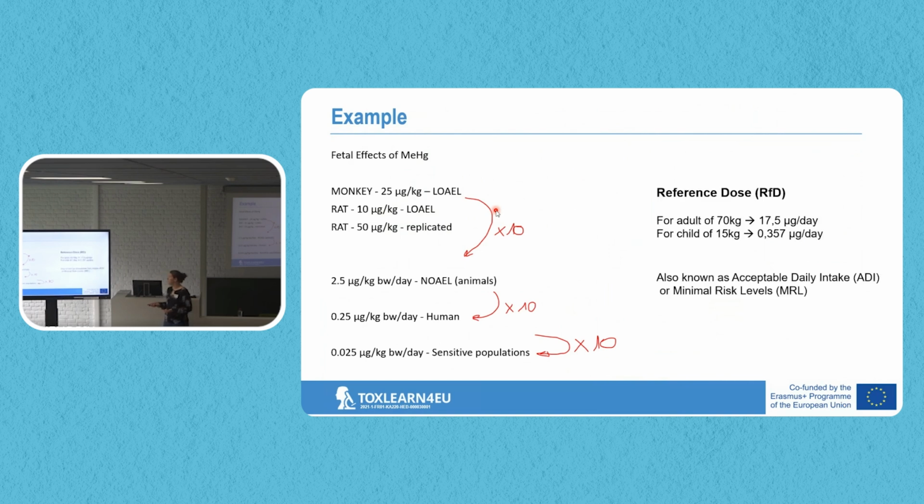So if you then translate this to levels for an adult of 70 kilograms or a child of 15 kilograms, then these would be the allowed exposure levels per day. So this is how we come to these limits. And it's usually called the reference dose, but sometimes you will see that they talk about acceptable daily intakes or minimal risk levels. They all refer to a similar thing.